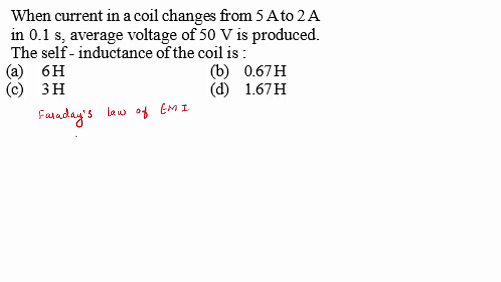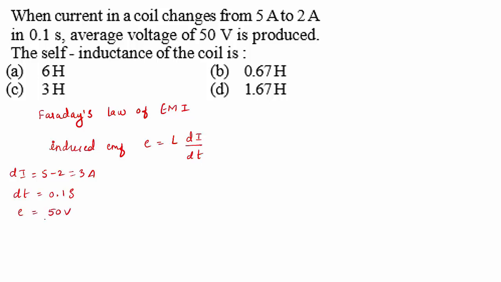So we know the equation for induced EMF. Induced EMF is given by the equation E equal to L di divided by dt. So what are the givens here? When a current in a coil changes from 5 ampere to 2 ampere, di is 5 minus 2, that is 3 ampere, and time is given as 0.1 second. Average voltage, that is induced EMF, is 50 volt. The self-inductance of the coil, L, we have to calculate.